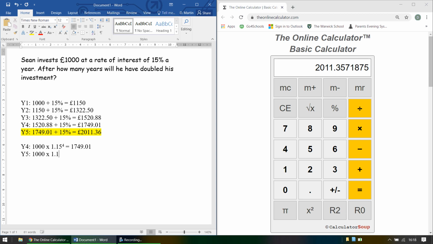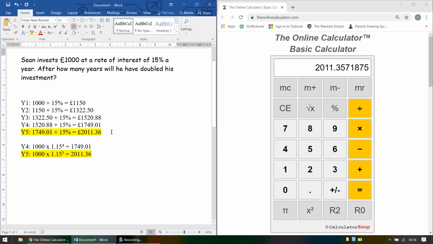It's not enough, it's not double, so maybe I'll try year five. 1,000 multiplied by 1.15 to the power of 5 this time. So £2,011.36. Now that has doubled it, and I know that the year before I hadn't, so I could say with confidence that after 5 years he would have doubled his investment.